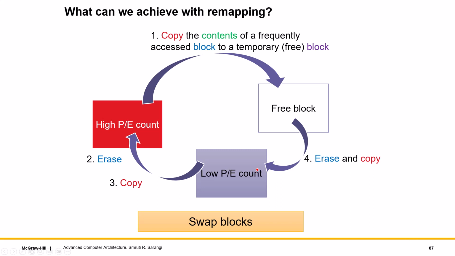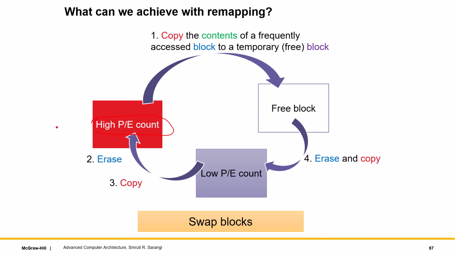So wear leveling can be achieved via remapping. Here is how we would do it. Let's say that there is a physical block with a very high PE count. Then we would first copy the contents of this block to another free block, which we will use as sort of a temporary buffer zone. This copying is easy because all that we have to do is read and write, and we assume that the free block is fresh in the sense it has just been erased. So this part can be done.